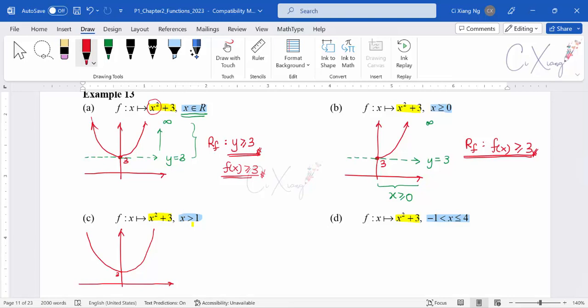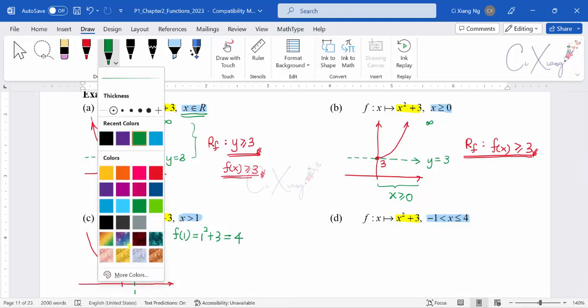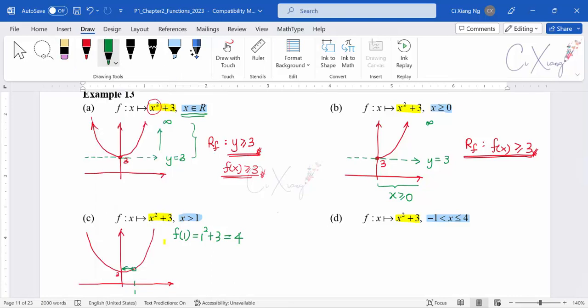Now, because the domain given here is x greater than 1, I want to know if my x value is 1 here, what is the value for y? So how can I decide the value for y? You need to substitute the 1 into your function. Therefore, you have 1 squared plus 3, which equals 4. That means this is a value 4, and this is a 1.